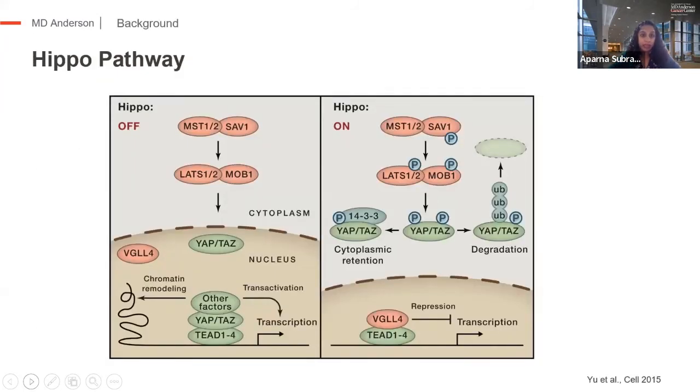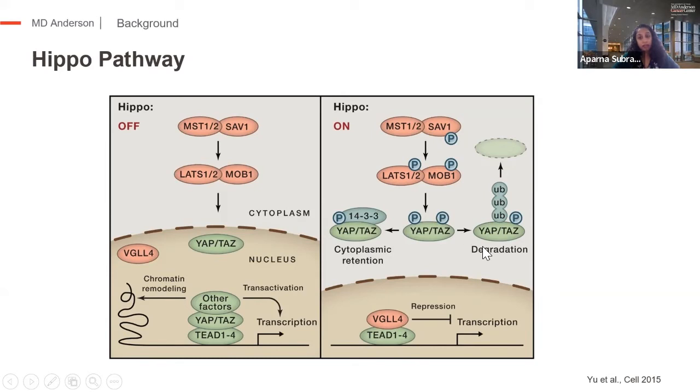We now look at the Hippo pathway, which, as we have seen, is a pathway seen in the YAP-TAZ effectors. YAP-TAZ, as we've seen in the previous slide about the fusions, are downstream effectors of the Hippo pathway. The core of the Hippo signaling consists of a group of kinases, the MST1-2 and the LATS1-2, and the adapter proteins, the SAV1 and the MOB1. So when the Hippo signaling is on, as you see on the right panel, the kinases phosphorylate YAP-TAZ, which results in the cytoplasmic retention of YAP and TAZ.